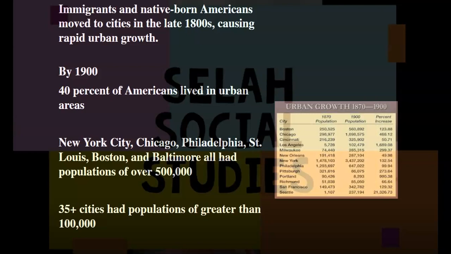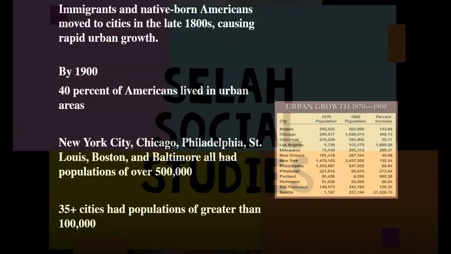Today we're going to be continuing with the urbanization aspect of the third wave of immigration into the United States, and we're going to be talking about cities and new immigrant life and challenges with urbanization. So we have an urban boom in this country in the late 1800s. Immigrants and native-born Americans moved into cities in large numbers during the late 1800s, causing rapid urban growth.